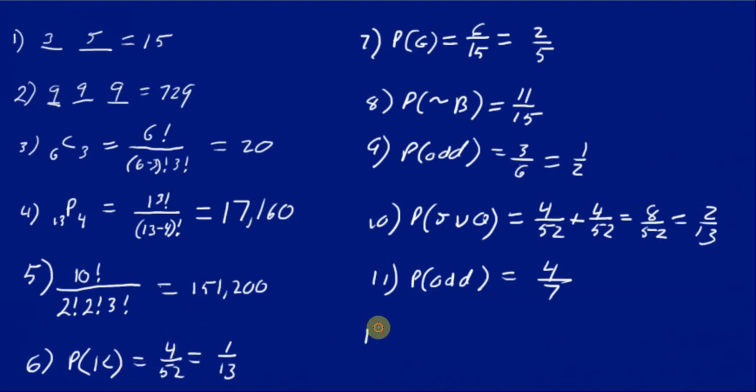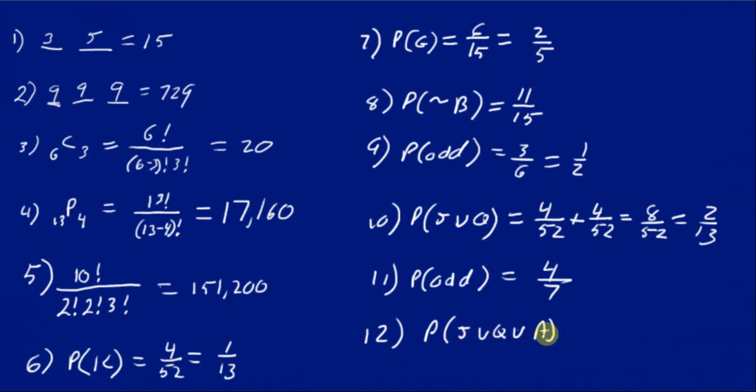Number 12, we want the probability of a jack or queen or an ace. So it's just your addition rule, just like we did in number 10 here.